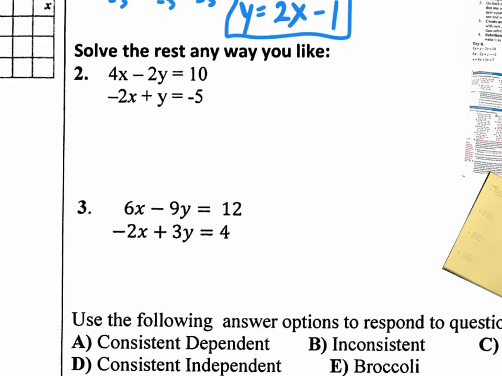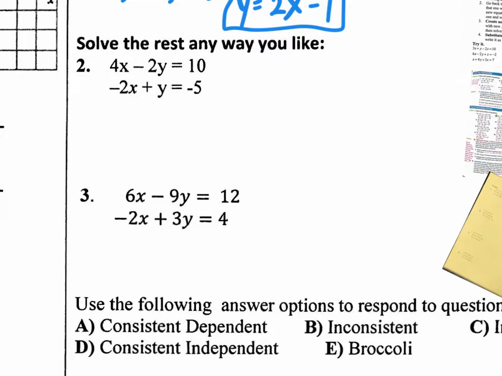Let's go to number 2. It says solve the rest any way you like. So you do want to combine the lines to get a variable to cancel, and it's up to you and your decision if you want the x's to cancel or the y's to cancel. If you say y's, well, you'd have to multiply that bottom equation by 2. So the top equation is going to stay the same. Let me write it right here. And the bottom equation, you multiply by 2, and you'll get a negative 4x, you'll get a positive 2y, and you'll get a negative 10.